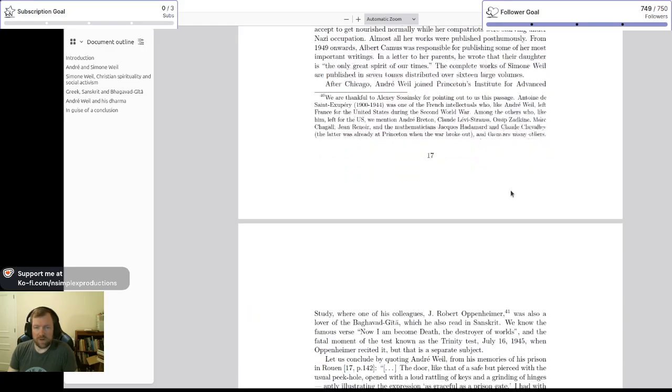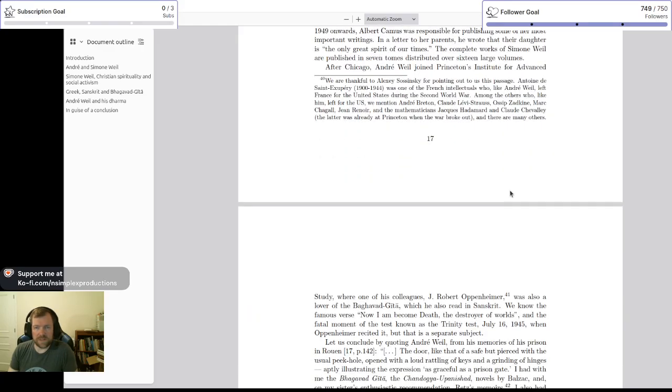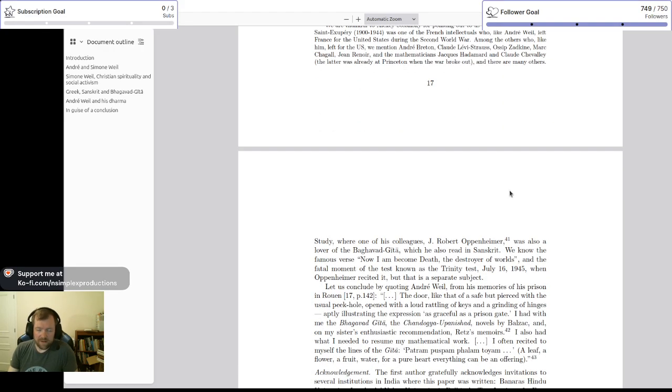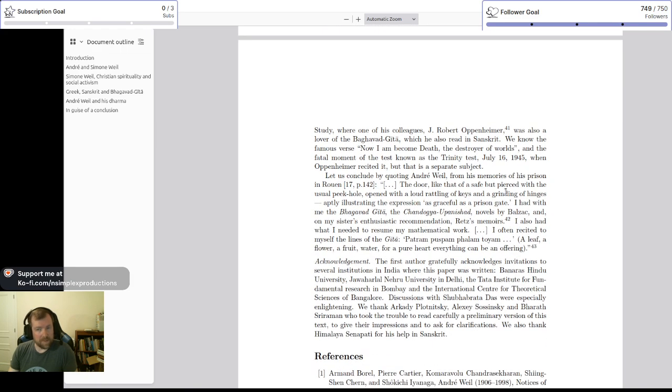After Chicago, André Weil joined Princeton's Institute for Advanced Study. Now, IAS is a big one, where one of his colleagues, J. Robert Oppenheimer, also known as a lover of Bhagavad Gita, also read Sanskrit. We know the famous verse, "I am now become death, the destroyer of worlds," and the fatal moment of the test known as Trinity test, 16th July 1945, when Oppenheimer recited it, but that is a separate subject.